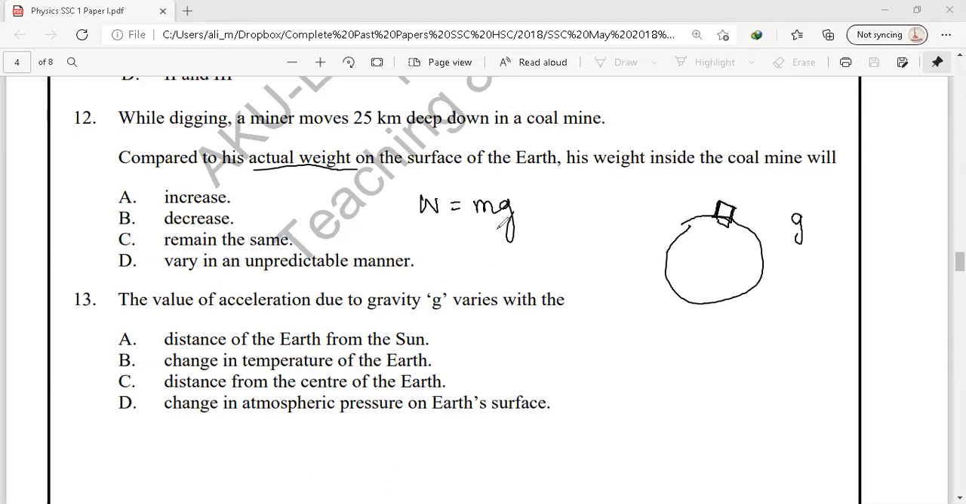So this weight only depends on the gravitational acceleration. Greater the gravitational acceleration, greater will be the weight of that body. So if we move upward from the surface of the earth, the value of g decreases.